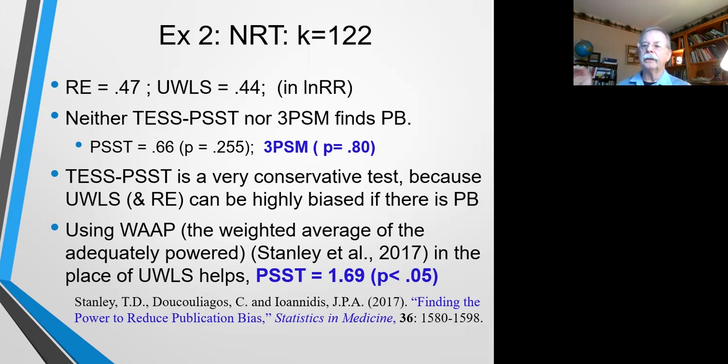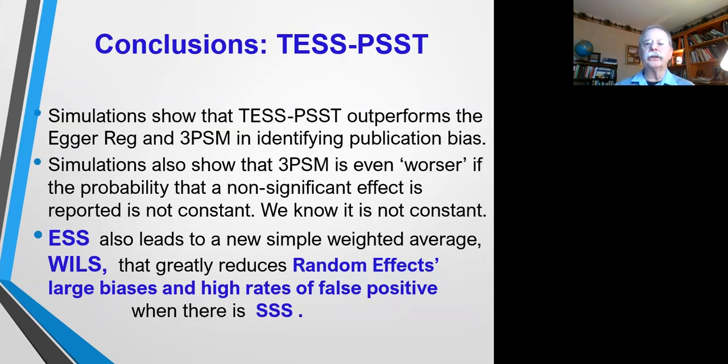If you use the WAP instead, our PSST test comes out to be statistically significant, and we see evidence of it. By the way, when you slice this data by risks of bias, there's really clear evidence of publication bias here. But anyway, just another example.